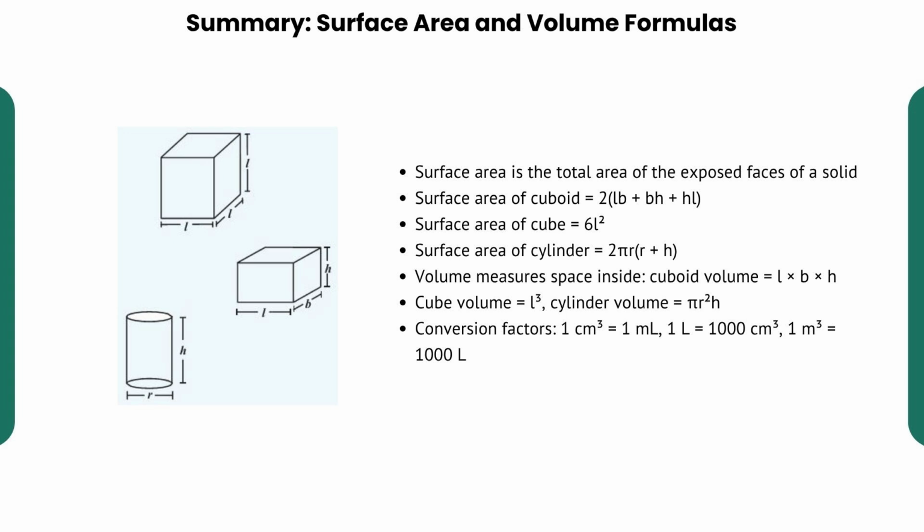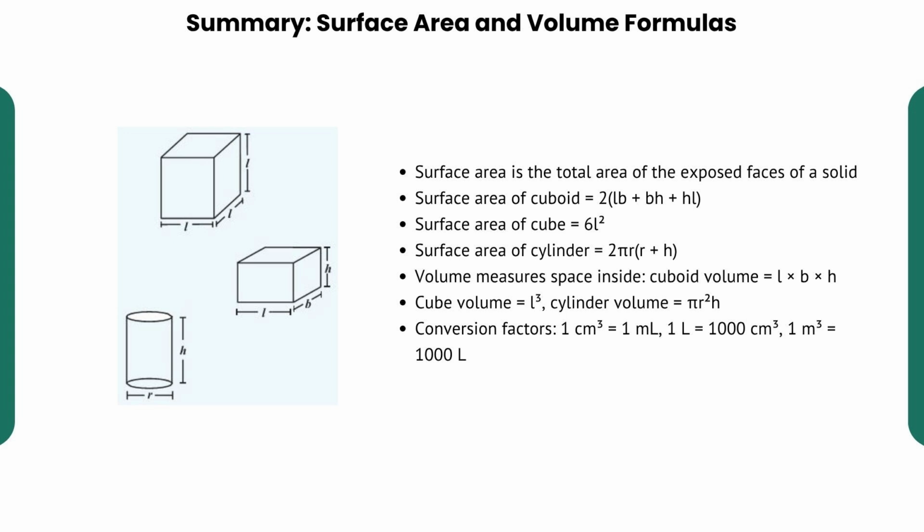Let's review what we have learned today. Surface area tells us the total area covering the faces of a solid. For cuboids, it is 2 times the sum of length times breadth, breadth times height, and height times length. For cubes, it is simply 6 times the side squared. And for cylinders, it is 2 times pi times r, multiplied by the sum of r plus h.